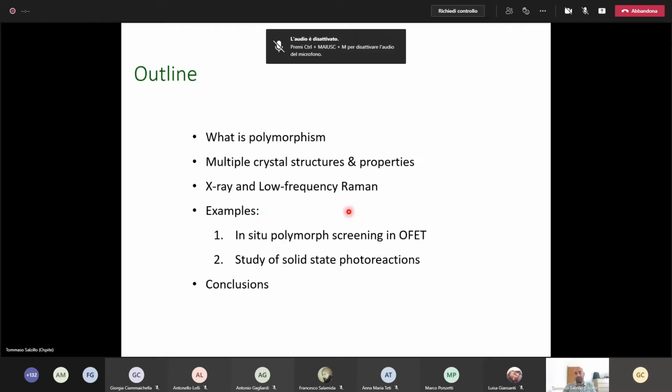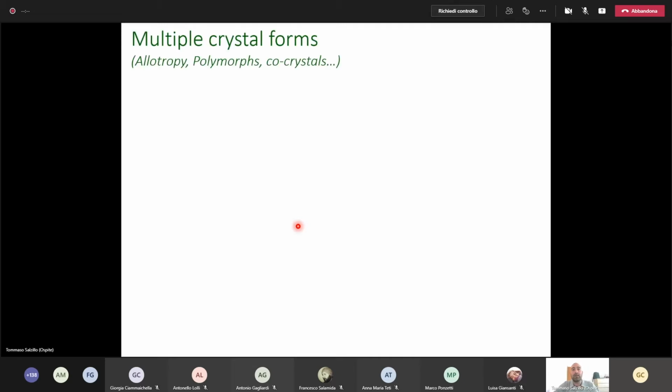The first one will be the polymorph screening in organic field-effect transistors in situ. And then, if I have time, I will say something about the use of low-frequency Raman for a more exotic application, the study of solid-state photoreaction in single crystals.